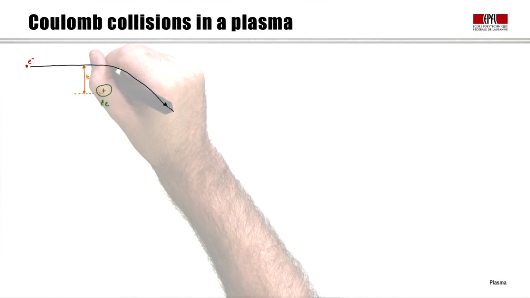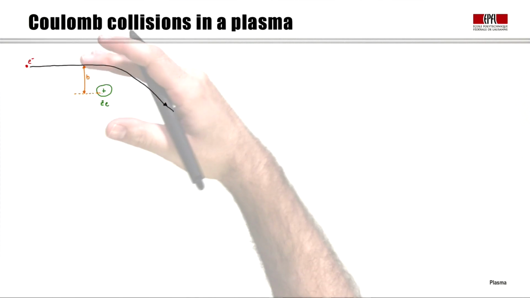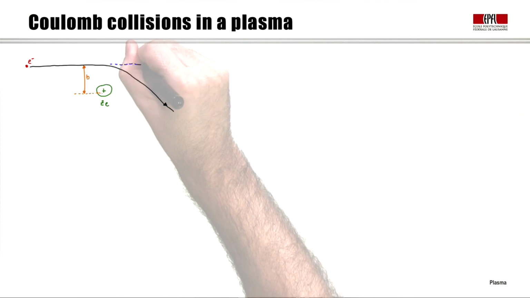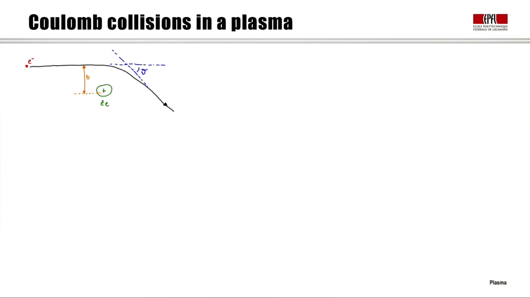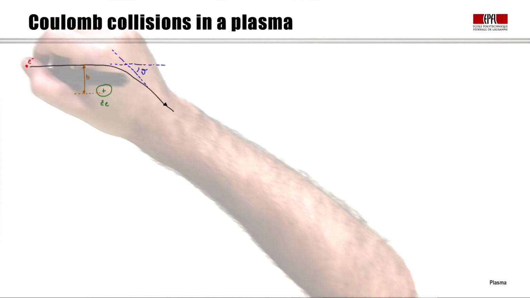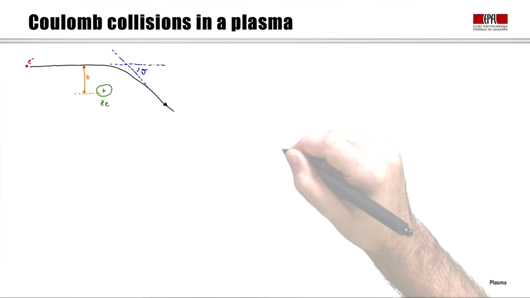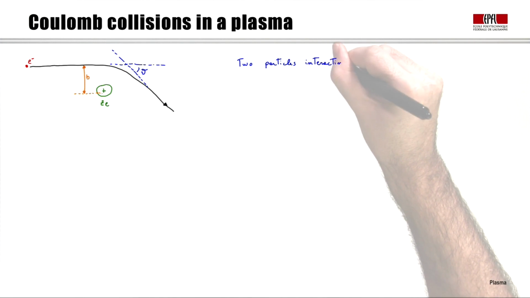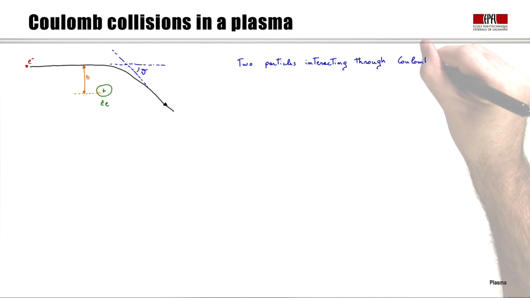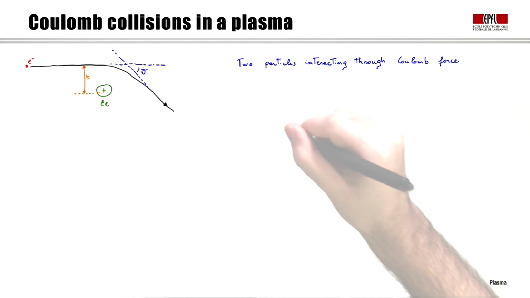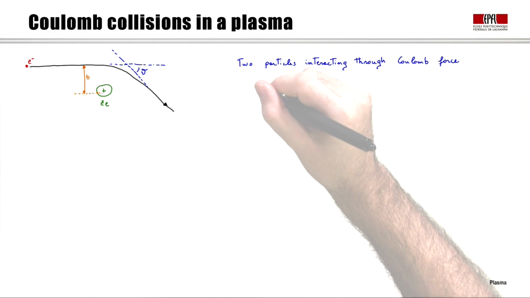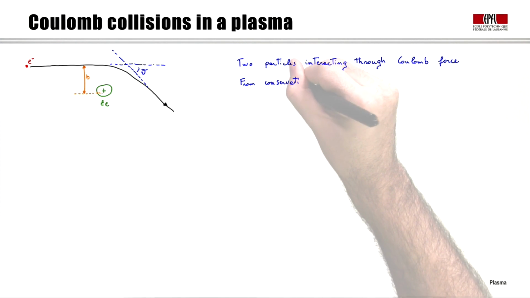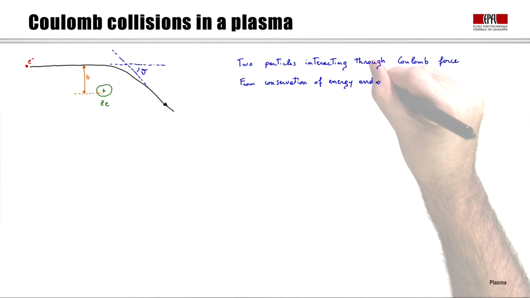We will denote with theta the angle between the incoming velocity and the velocity after the collisions. More precisely, we will denote with theta this angle. Now, for two particles, such as the electron and the ion that we are considering, that are interacting through Coulomb force, one can show from the conservation of energy and angular momentum. We won't do all the steps, but this is a well-known result from classical mechanics.